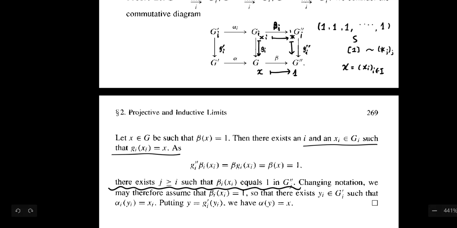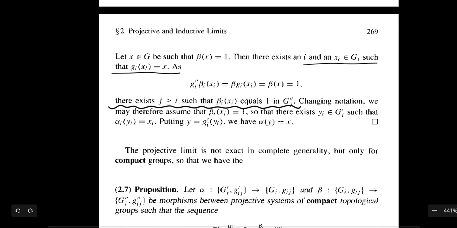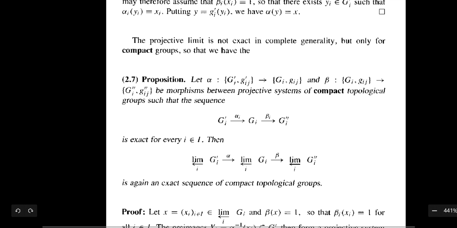So we assume without changing the representative that this is already 1, and so there exists some yi that is mapped to xi. By this we define all the yi, and hence we define the element y of G prime. We notice that the image of this y is x. So that's a typical proof of dealing with the projective limit and the inductive limit.